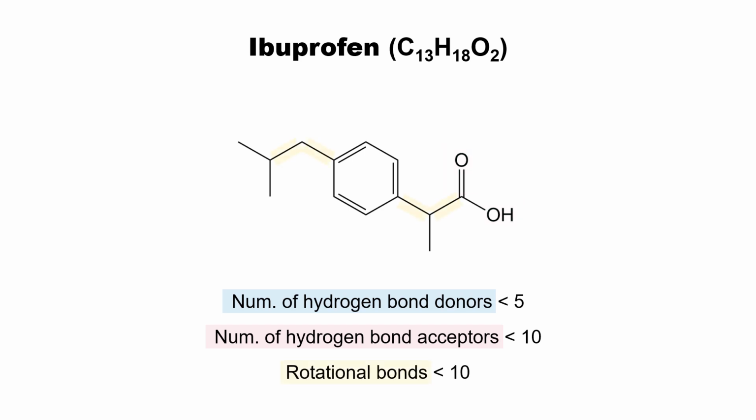Rotational bonds, we can count here: 1, 2, 3, 4, 5, 6, 7, 8. So the rotational bond count is also less than 10. So in that sense, ibuprofen meets the criteria of the Lipinski rule of 5.